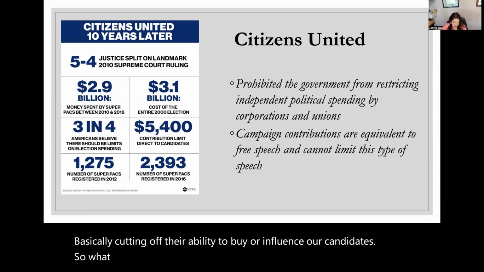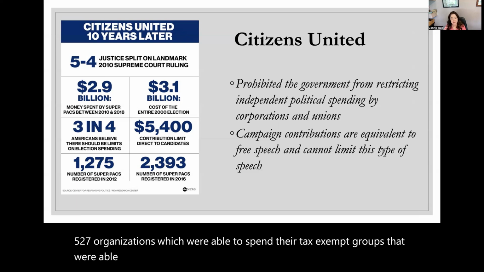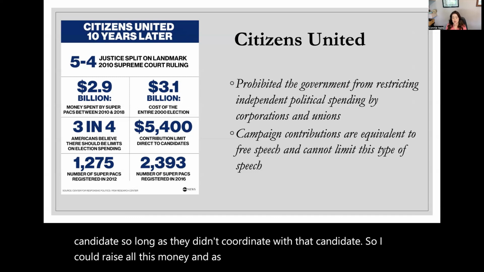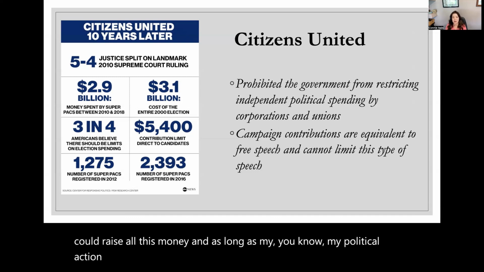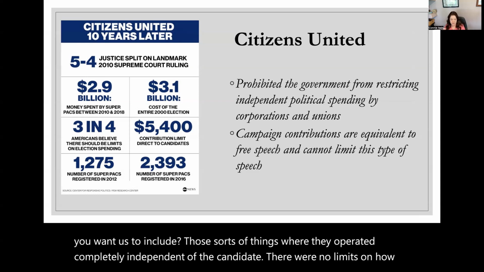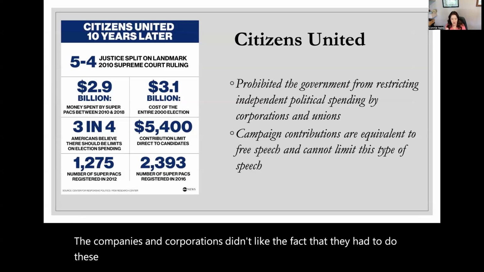So what they did in response to that was they then created what we call 527 organizations, which were tax exempt groups that were able to spend unlimited amounts of money on supporting a candidate, so long as they didn't coordinate with that candidate. So I could raise all this money, and as long as my political action committee didn't coordinate with a candidate and say, hey, we're going to run this ad, you run this ad, what information do you want us to include, those sorts of things, where they operated completely independent of the candidate, there were no limits on how much money they could spend. Well, the companies and corporations didn't like the fact that they had to do these 527 organizations. They wanted to be able to continue to give money to the candidates of their choice.